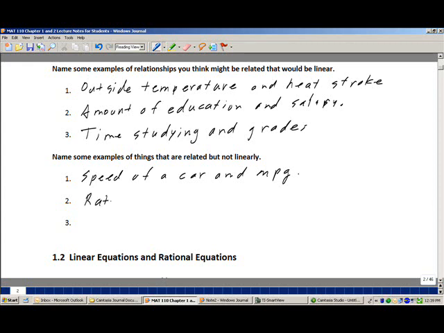Let's see, another one would be the rate of compounding interest and interest earned. So the more you compound some money that you have in the bank, the interest does not go up linearly. It goes up on an exponential curve. So the faster you compound it, the more money you make, but it does flatten off at a certain point, but it's not linear.